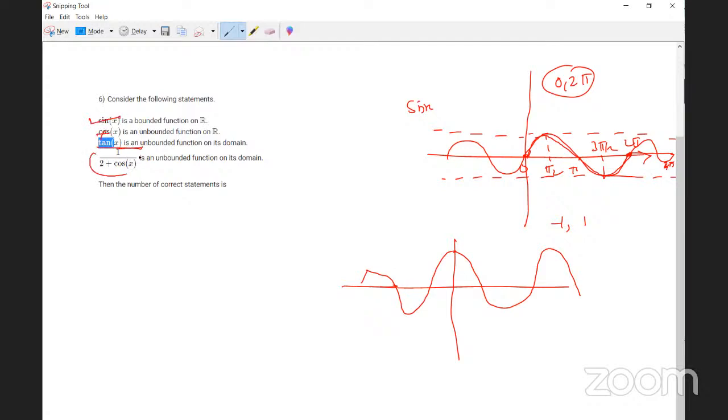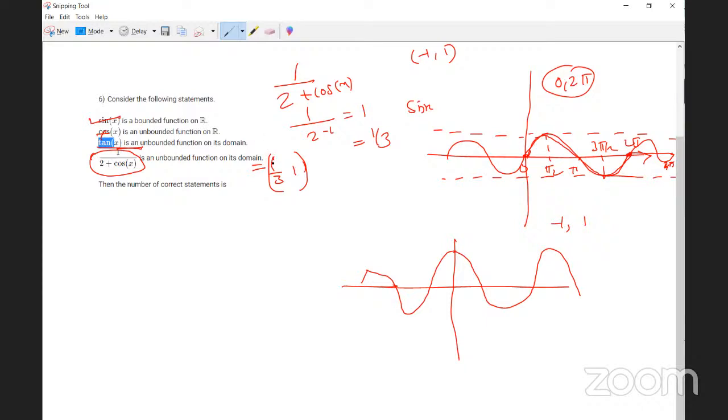And what about this? 1 upon 2 plus cos x. The range of cos is minus 1 to 1, right? So if I put minus 1 here, what will I get? 1. If I put plus 1 here, what will I get? 1 by 3. So this function is bounded from 1 by 3 to 1, right?